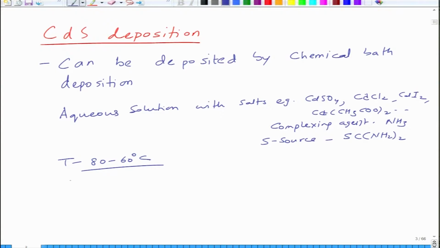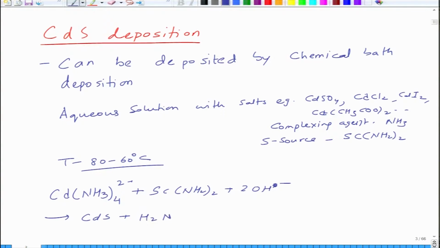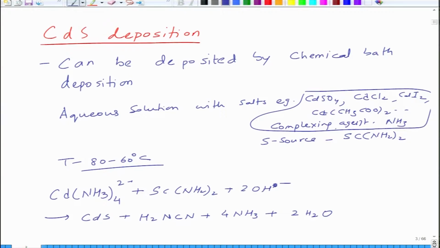This is also valid, by the way, for cadmium telluride solar cells. So, the reaction that takes place is Cd(NH3)4 2+ plus SC(NH2)2 plus 2 OH minus giving rise to CdS plus H2NCN plus 4 NH3 plus 2 H2O. So, essentially using these you make a complex salt of cadmium and ammonia. This is thiourea, this is from water, and this gives rise to your cadmium sulphide, which is the final compound. So, this is the method of growth of CdS in CIGS solar cells.